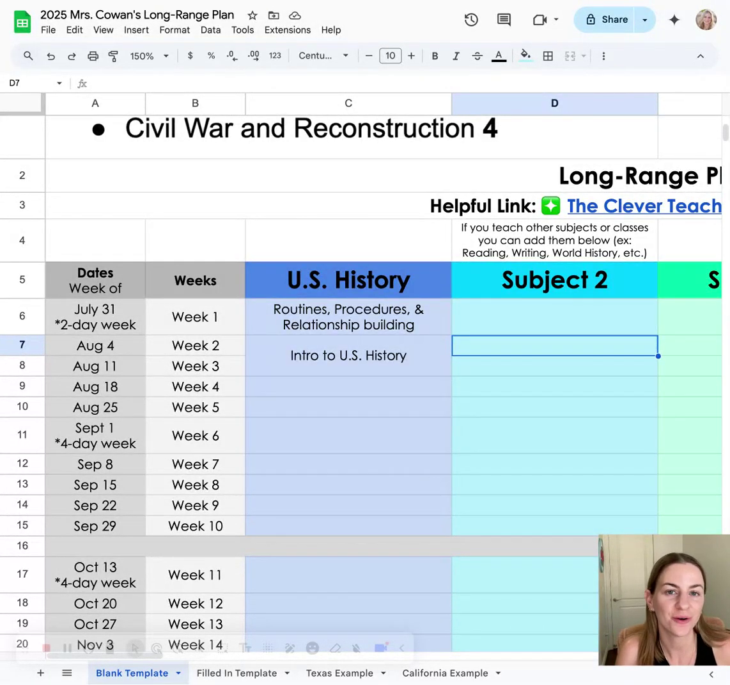In the last video, I showed you how to group your standards into units. In this final video, I'm going to show you how to take the units and add them to your long-range plan template. Okay, so here's the template I set up in the first video.